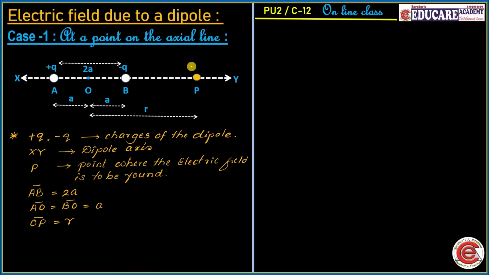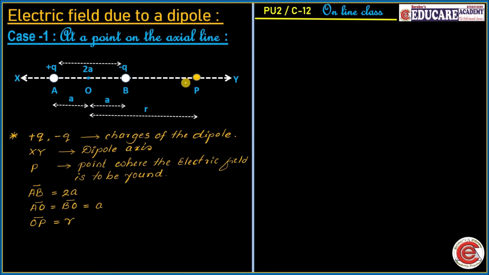See, first what we do, we consider the electric field at point P due to the first charge, that is minus Q, and also we consider the electric field due to the second charge, that is plus Q. With the help of those electric fields we are going to consider the resultant electric field, and then finally we find the resultant electric field.